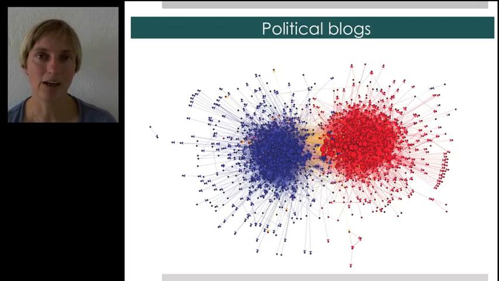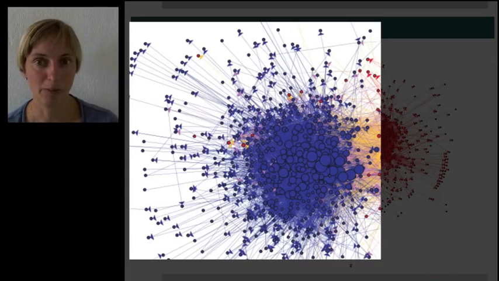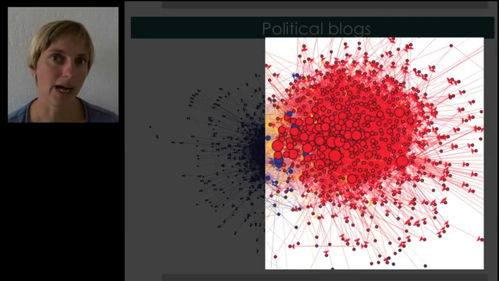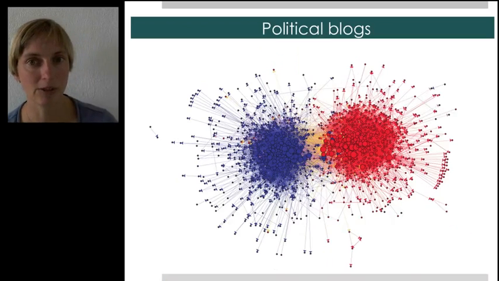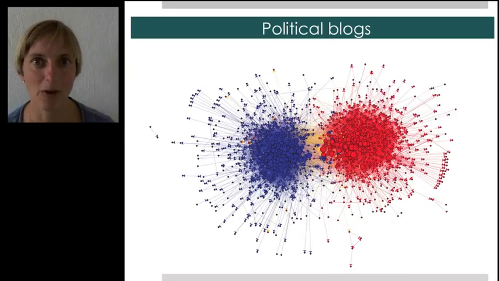This is a data set of political blogs prior to the 2004 presidential election. This is who follows whom, who has whom on their blog roll. The liberal blogs are colored in blue. The conservatives are colored red. Liberal to liberal ties are blue. Conservative to conservative are red. Liberal to conservative are purple. Conservative to liberal, orangish yellow.